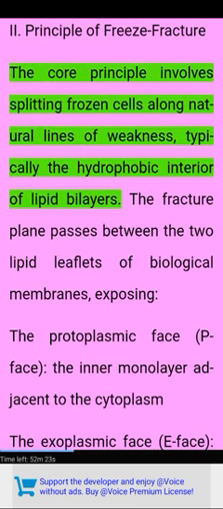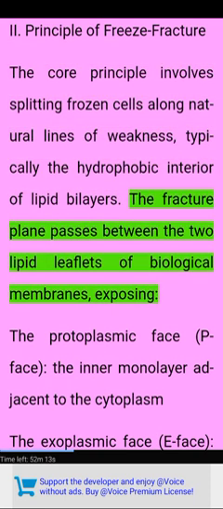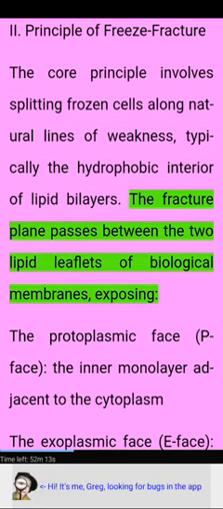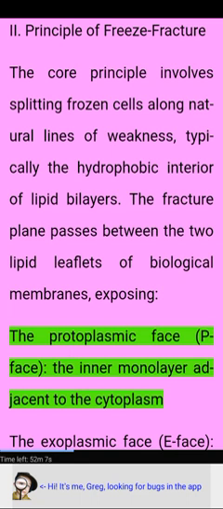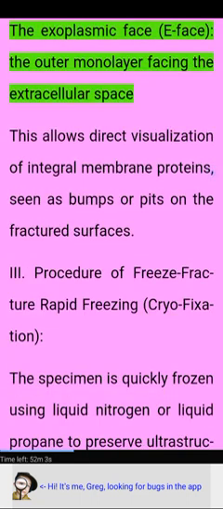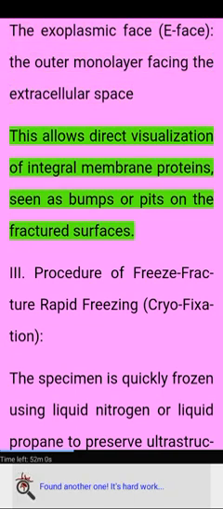The core principle involves splitting frozen cells along natural lines of weakness, typically the hydrophobic interior of lipid bilayers. The fracture plane passes between the two lipid leaflets of biological membranes, exposing the protoplasmic face, P face, the inner monolayer adjacent to the cytoplasm, and the exoplasmic face, E face, the outer monolayer facing the extracellular space. This allows direct visualization of integral membrane proteins, seen as bumps or pits on the fractured surfaces.